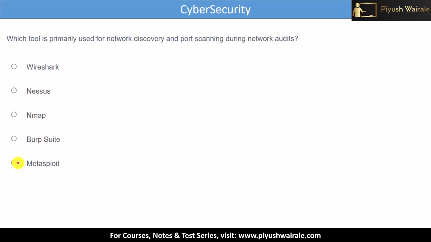Now let's try to solve the next question. Which tool is primarily used for network discovery and port scanning during network audits? So let's see option wise here, right? But I hope you understand what a network audit is, so please go through my notes. It basically involves scanning hosts, identifying open ports, detecting services. All those things are part of network audits here. But which tool do we use for this particular purpose?